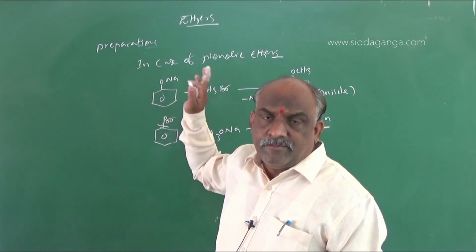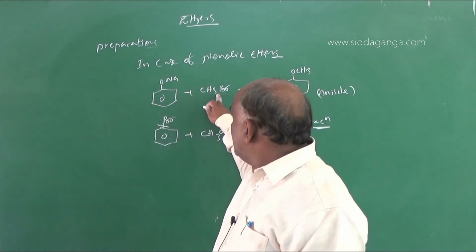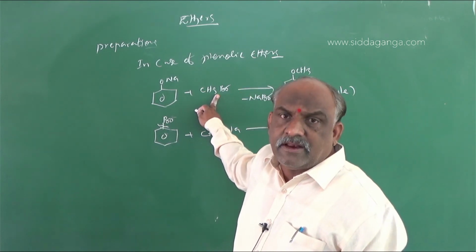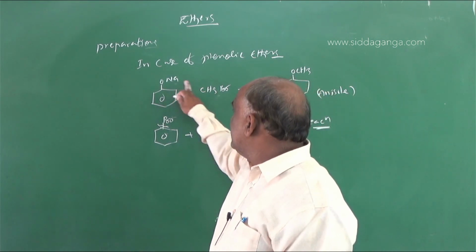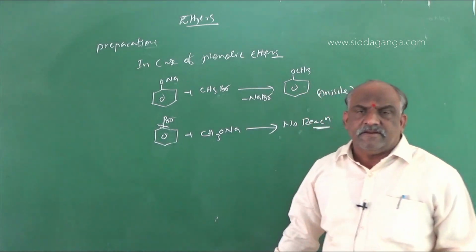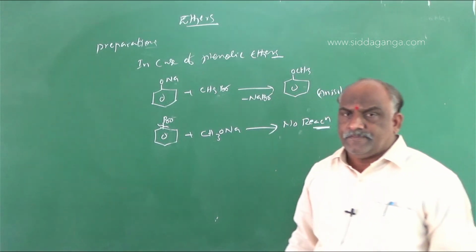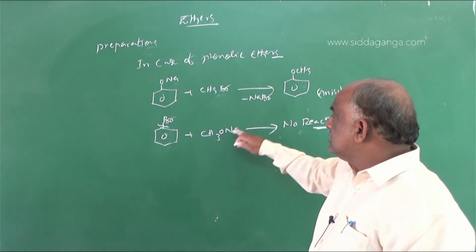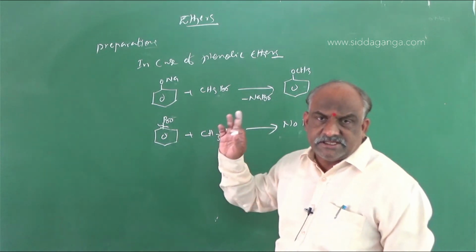The alkoxide group is in the benzene ring only, and the alkyl halide is a simple alkyl halide, CH3Br. So from this, NaBr will be eliminated, and the answer is anisole. We will get anisole. It is clear that the second reaction does not take place; the first reaction takes place.